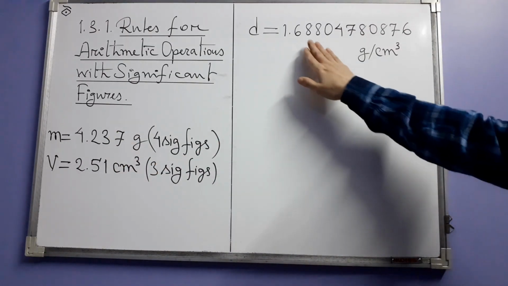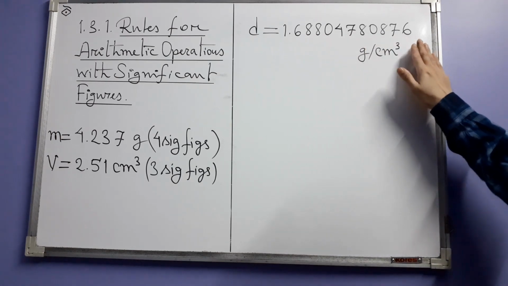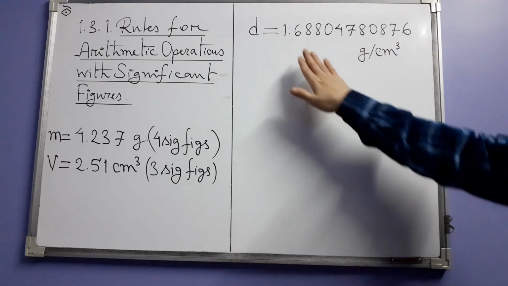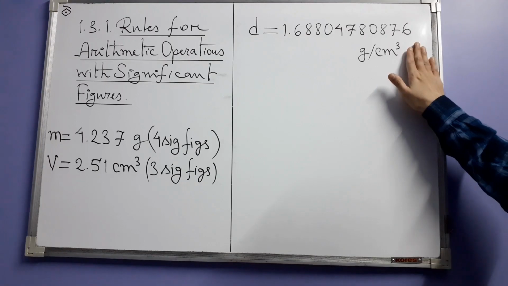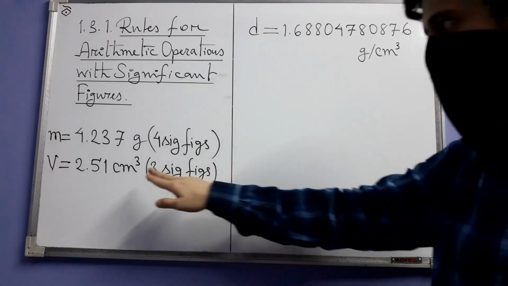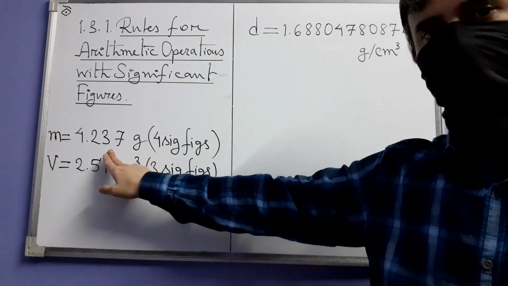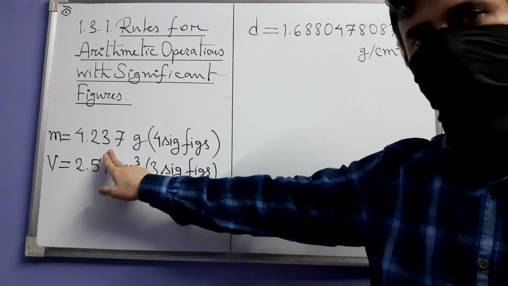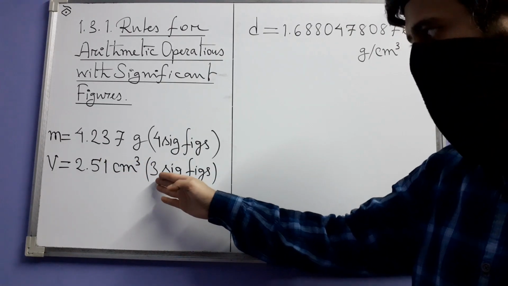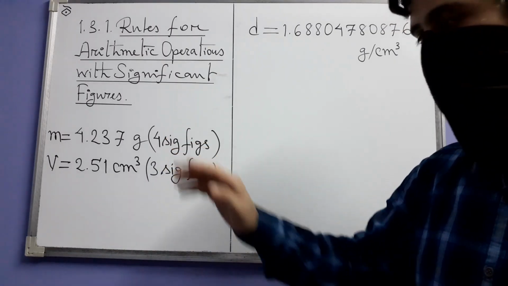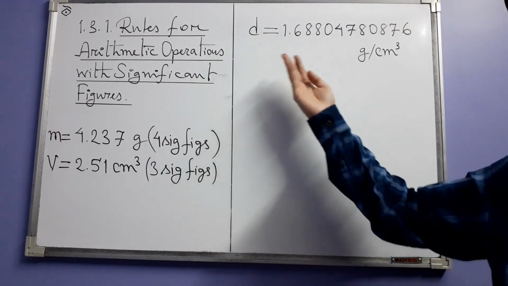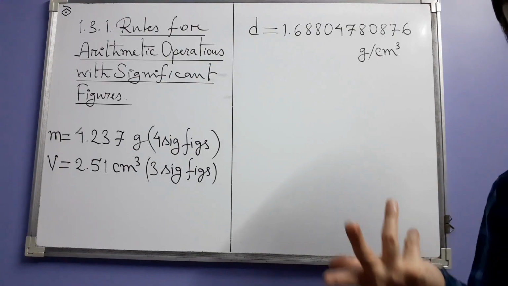That is why it does not make sense to keep this many digits, because this many digits do not really indicate how precise this measurement is or this measurement is. And their own precisions are indicated by how many significant figures there are. But if you keep this many digits, that information is lost.